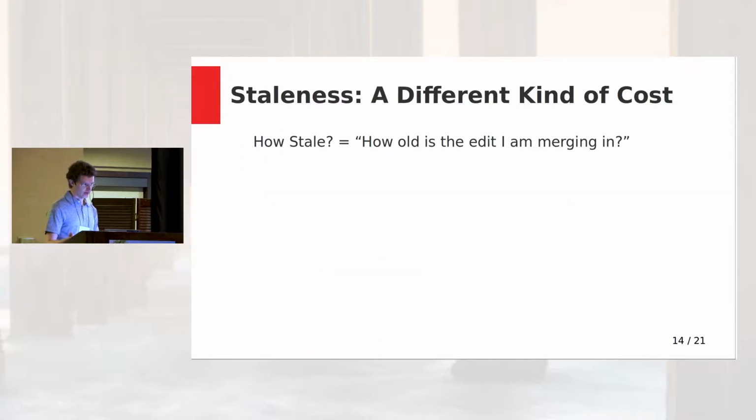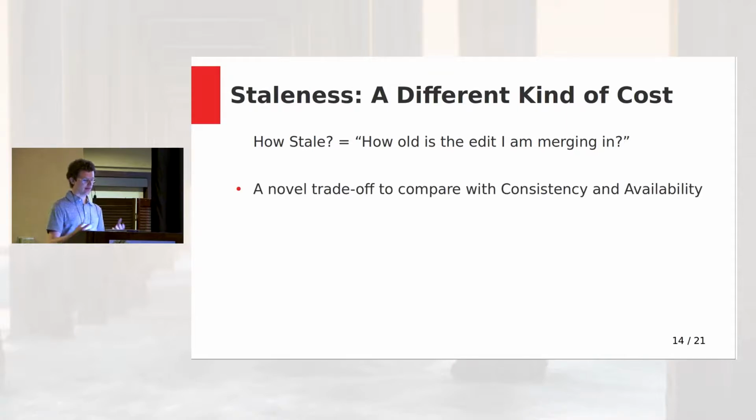So there is a cost here. You're not blocked from editing, but what are you losing? And so it's kind of a different kind of cost, so we give it a new name. We call this staleness. So staleness is the measure of how old is the edit that I'm merging in. And it is a different kind of trade-off compared with consistency and availability.